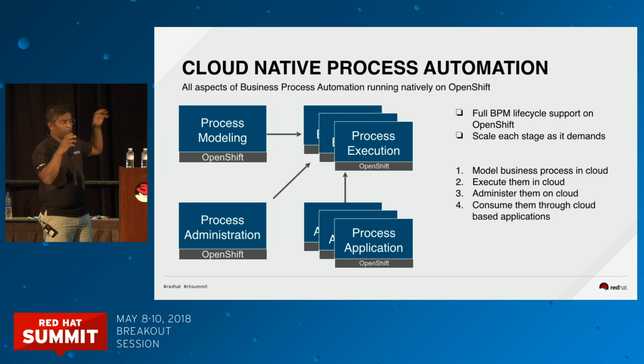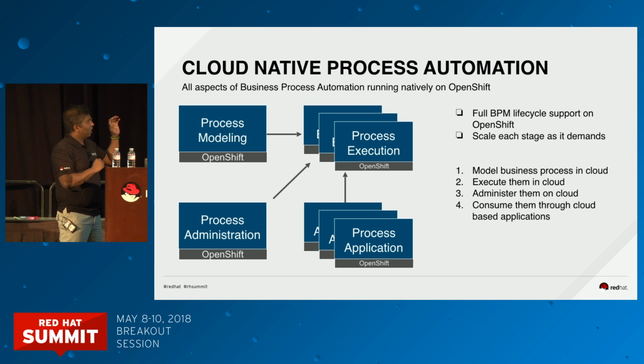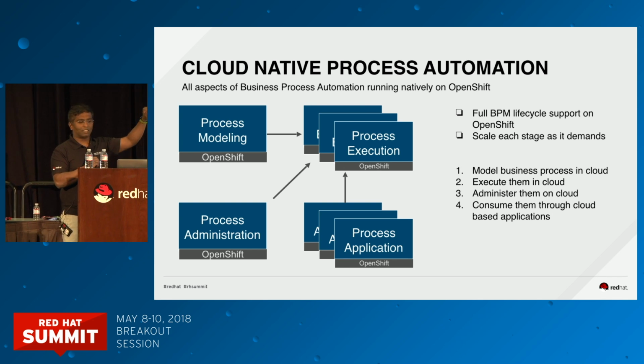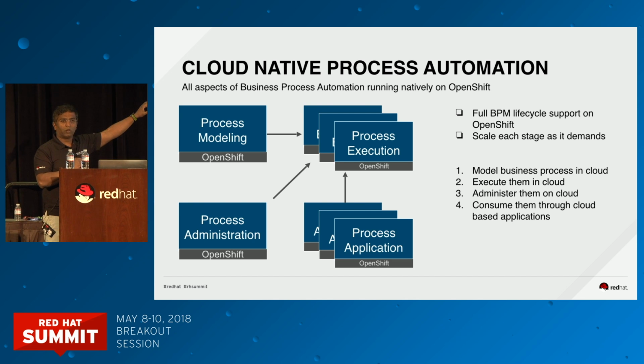And then, with ease of use, you can get this all configured and running in the OpenShift environment, and be able to scale them as needed. You probably don't need a lot of nodes for the process modeling. You maybe can get away with a few of them, and same with the process administration. And then for process execution, you will probably need a lot of nodes running, right?